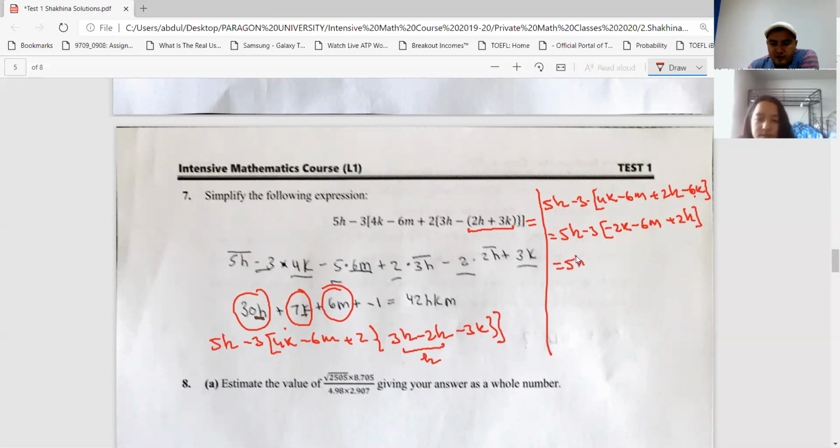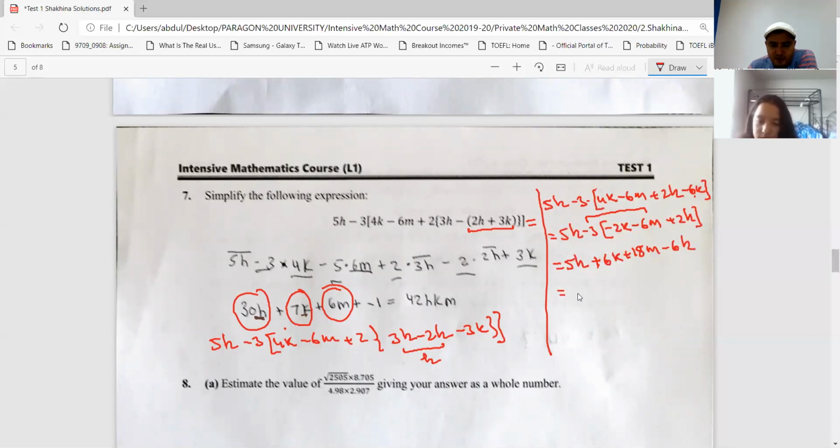Remove the brackets, 5h minus 3 times minus 2k. That is plus 6k, right? What is minus 3 times minus 6m? Minus 3 times minus 6m. What is it? 9. Multiply. Oh yeah, so that's 18m. Plus 18m. What is minus 3 times 2h? 6h. Minus 6h. Okay, no more brackets here.